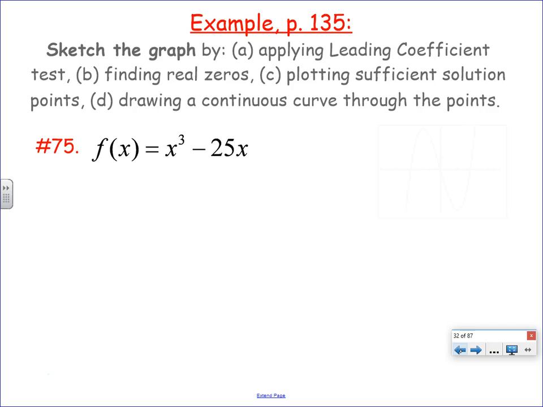Holy cow, how many things is it telling us to do? 4. Plenty. 4, and basically, all the clues we've talked about. Leading coefficient test, what are the n's doing? Finding the zeros. Plotting sufficient solution points. Whenever you see this, I want you to think of our sign chart, where we split up the number line or the x-axis with zeros, and we checked or we found points in each of the little pieces of the number line separated by the zeros. Then draw a continuous curve through the points and check with your grapher and see how close you are.